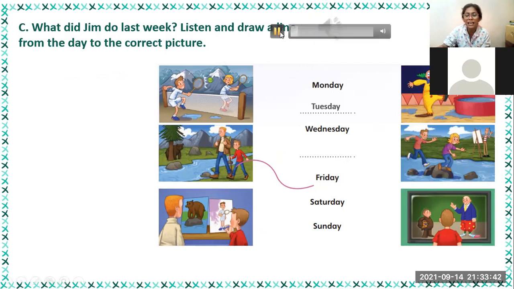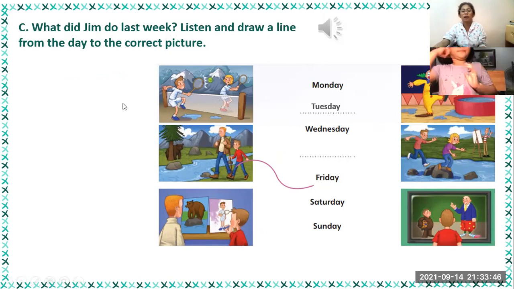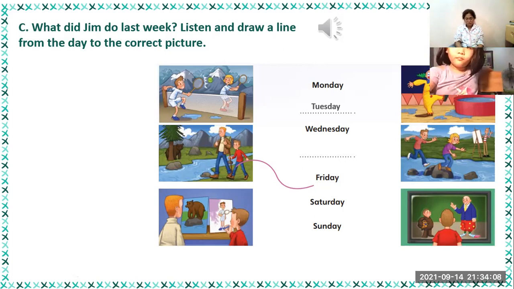Okay, now, please listen. Did you visit your Uncle Tom last week, Jim? Yes, I did. We had a very busy week. What did you do? Here again. What did you do then? Look at the pictures. What did Jim do last week? Listen and look. There is one example.